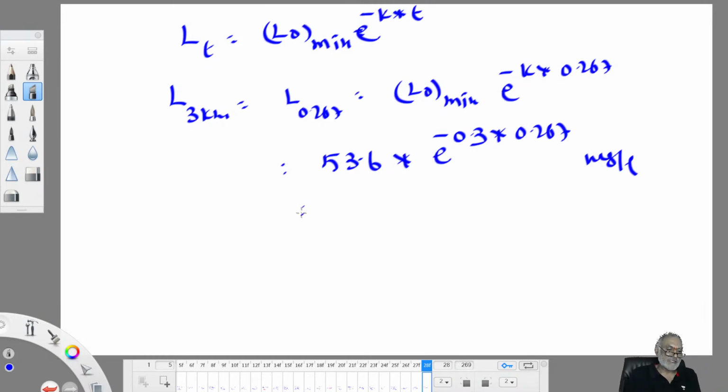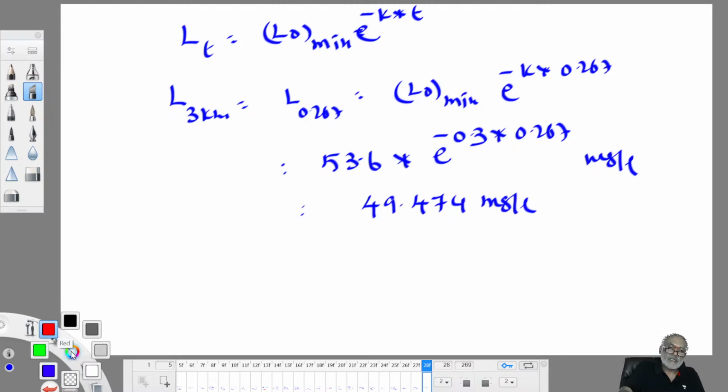So it is 53.6 into e power minus 0.3 into 0.267. So it is 49.474. So still this much amount of BOD remains. Only a little BOD is removed after traveling 3 kilometers. So the more distance you travel, obviously it keeps on decreasing exponentially. Okay, so this is how we work out the problem.